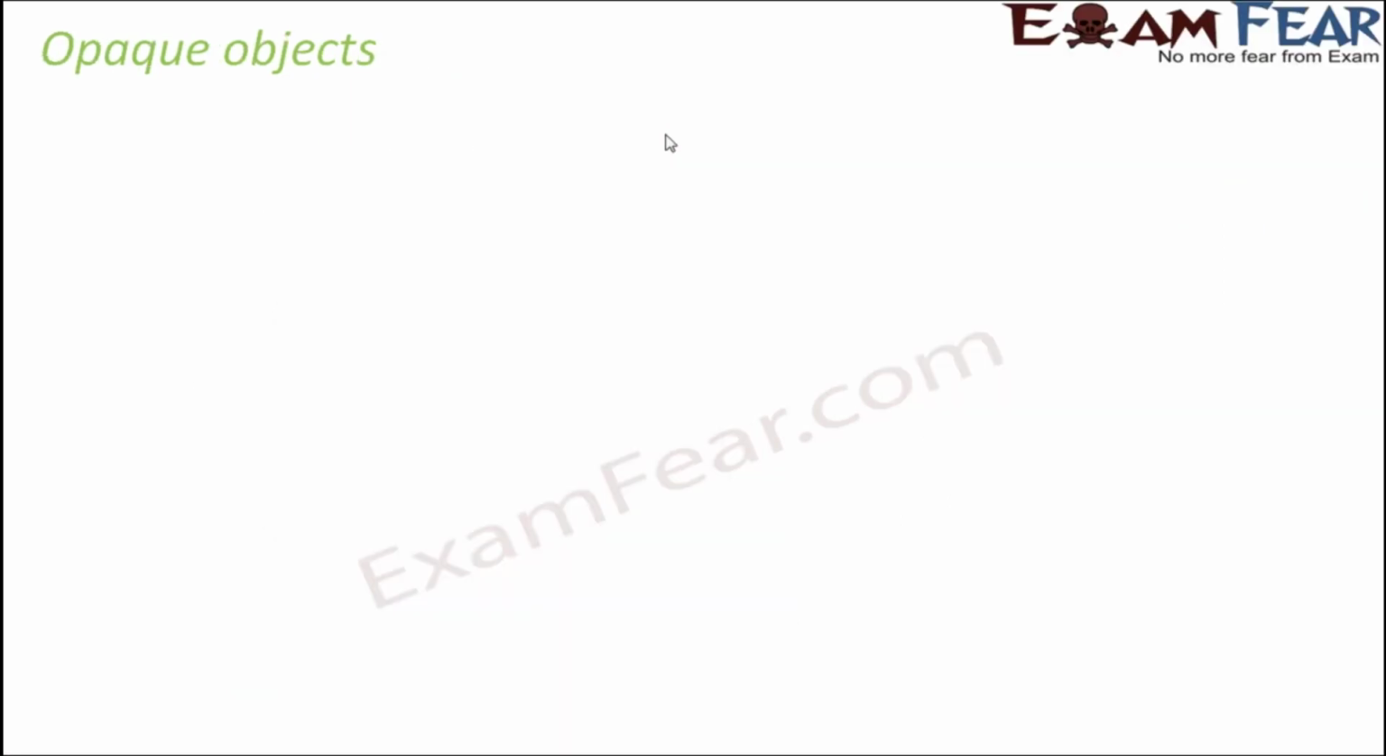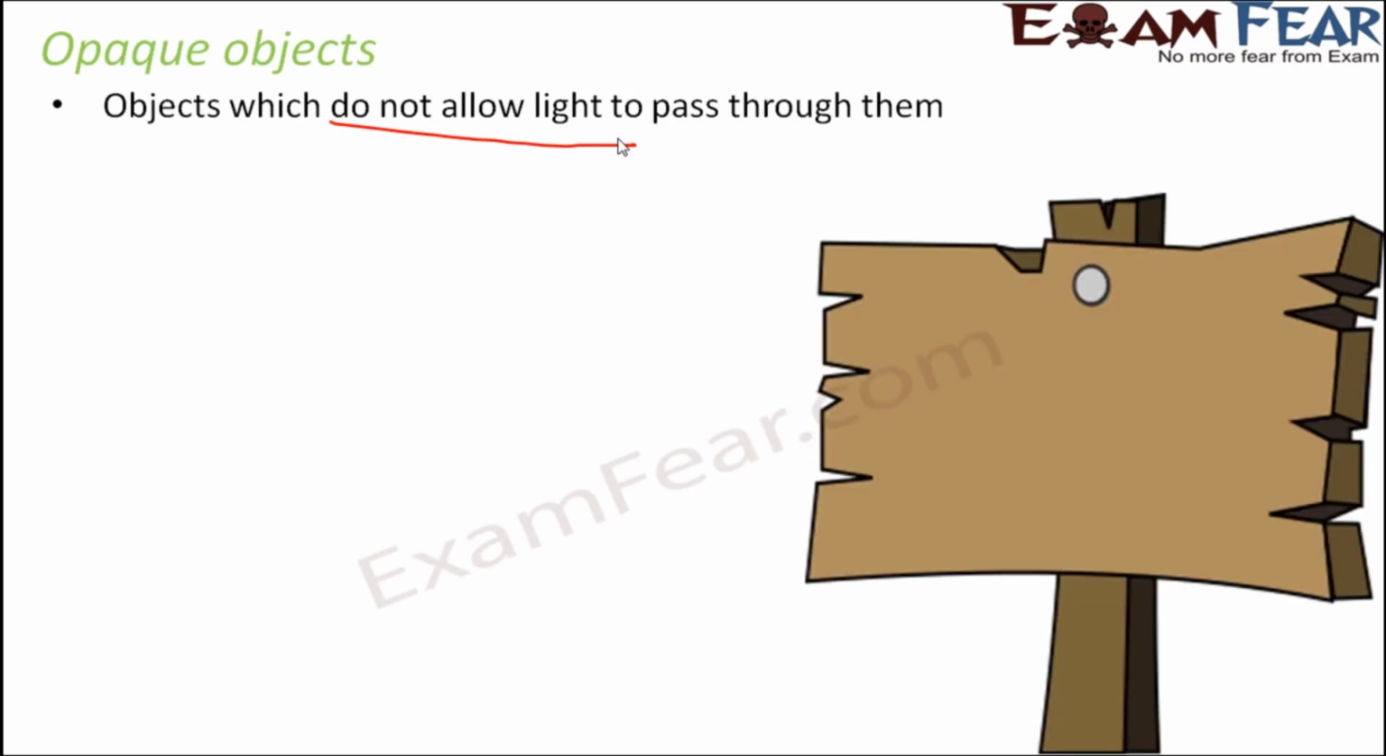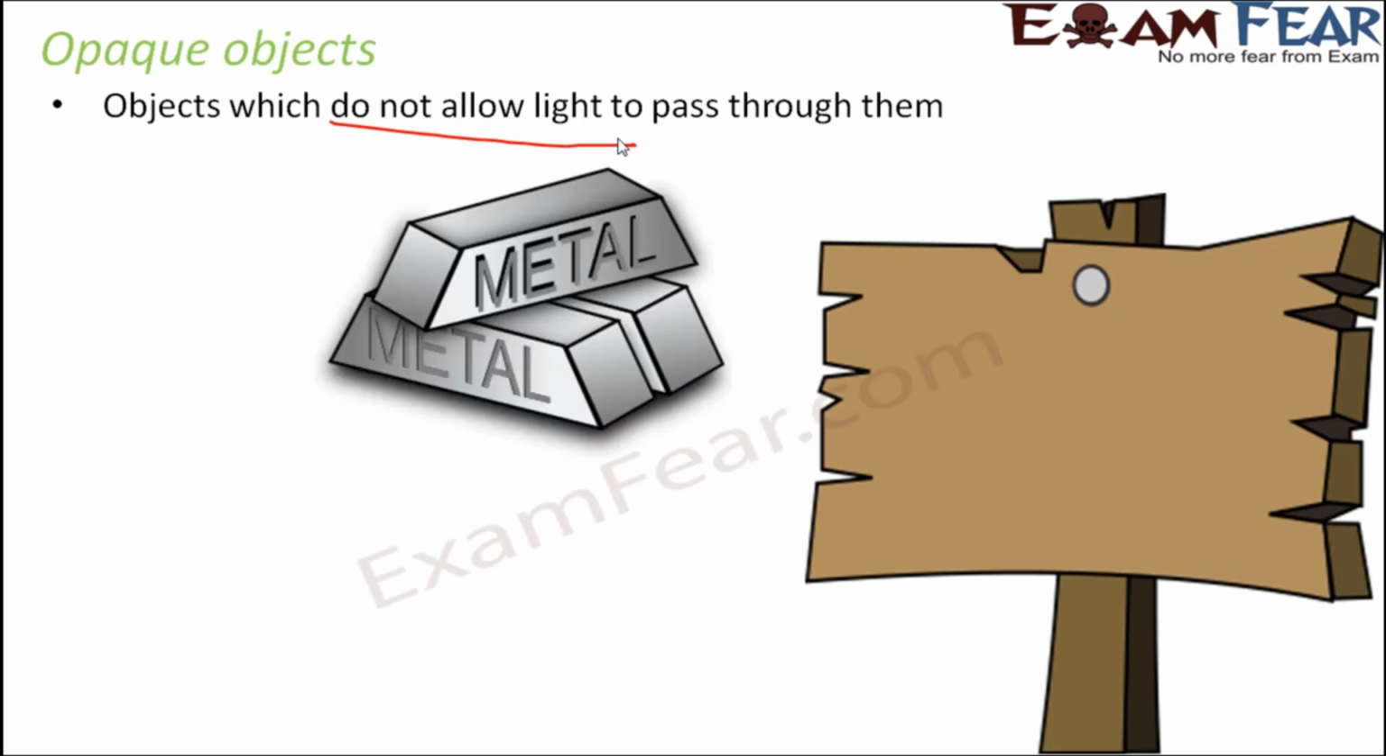The third category are opaque objects, and they do not allow light to pass through them. And that is why if an opaque object is present, you will never be able to see anything that is there on the other side. Now let's say instead of a frosted glass or a plain glass, you have a block of wood. Will you be able to see what is there on the other side? No, because wood will not allow light at all to pass through it.